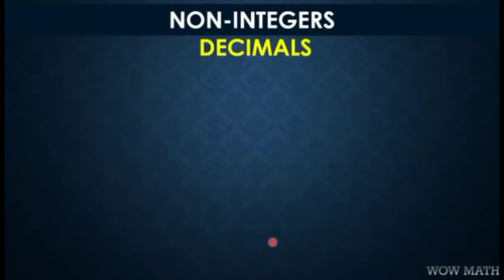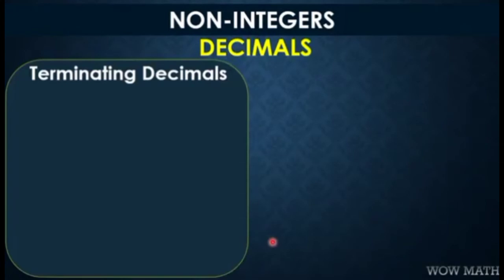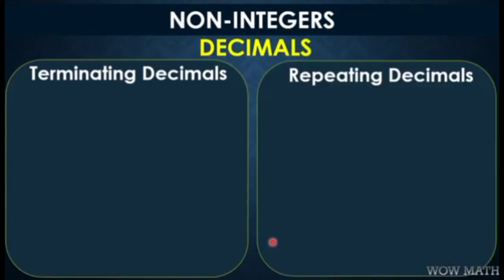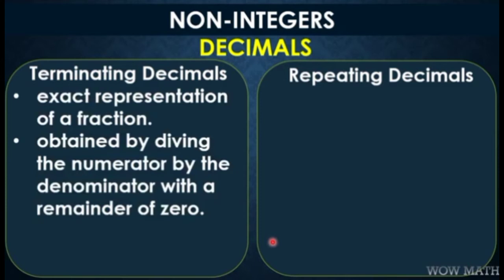Next, we have the decimals. Under decimals, we have two kinds of decimals under rational numbers: the terminating decimals and the repeating decimals. Let us discuss first the terminating decimals. A terminating decimal is the exact representation of a fraction.